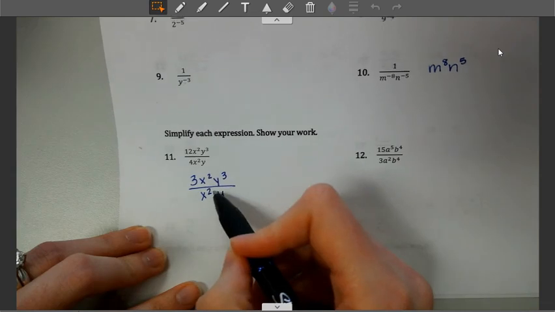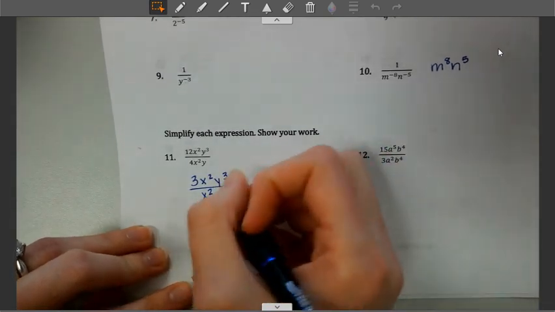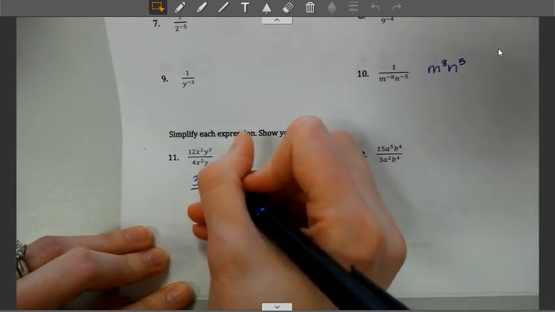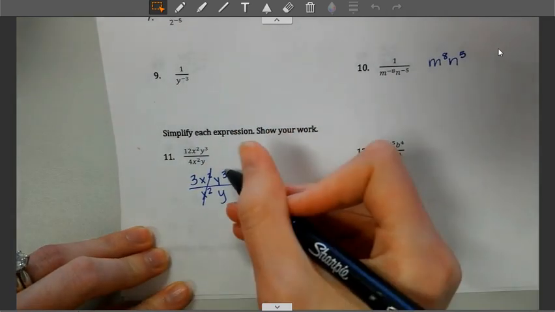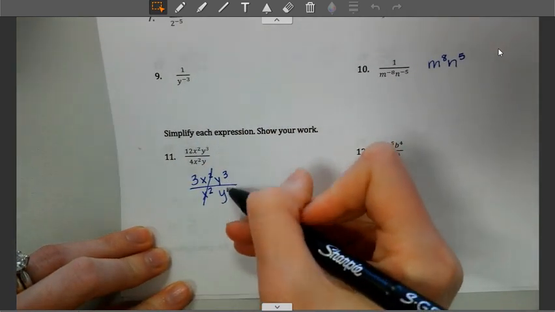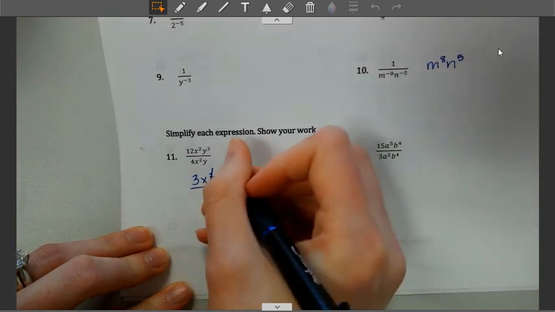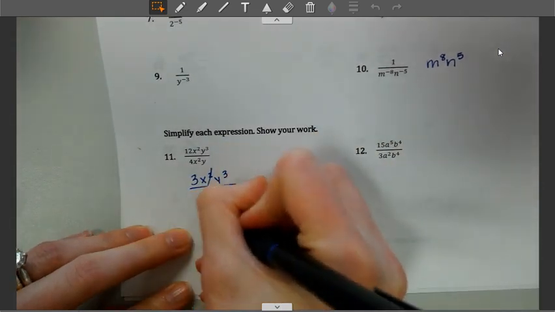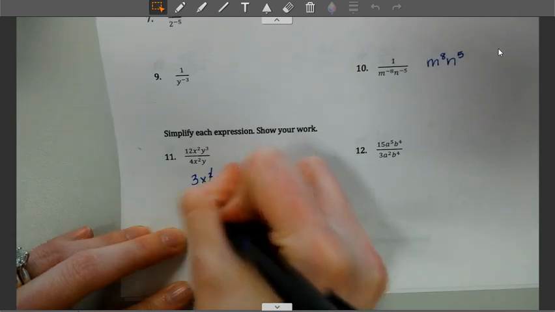So I'm going to start subtracting. Well, 2 minus 2 gives me 0. And remember, anything to the 0 power is 1, so the x's will cancel. The y cubed has an exponent of 1 below, so 3 minus 1 is 2. That is positive, so I don't have to worry about doing anything else. So this is 3y squared.